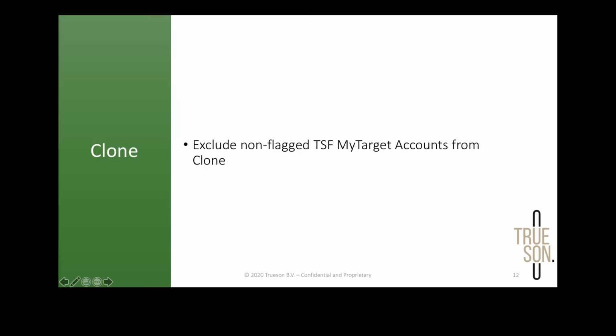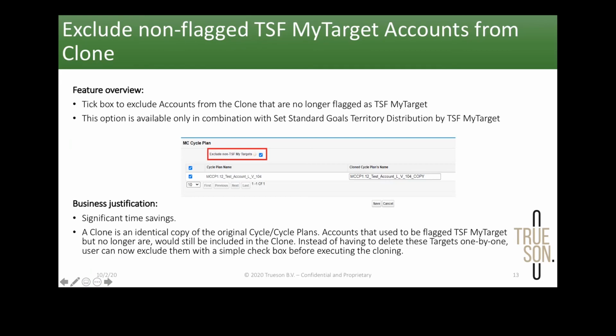We talked about cloning already a little bit. So cloning is the feature where you simply make a copy of a cycle with all the channels and products and all the cycle plans included. And if those cycle plans have targets and goals, they will be included in the clone as well. So this is a super fast solution for preparing, for example, monthly cycles where you don't have a lot of changes in the data. But for some of our customers that use TSF MyTarget, if a customer would no longer be flagged as TSF MyTarget and you would make a clone of a previous cycle, it would still be included as a target, which is not what we want.